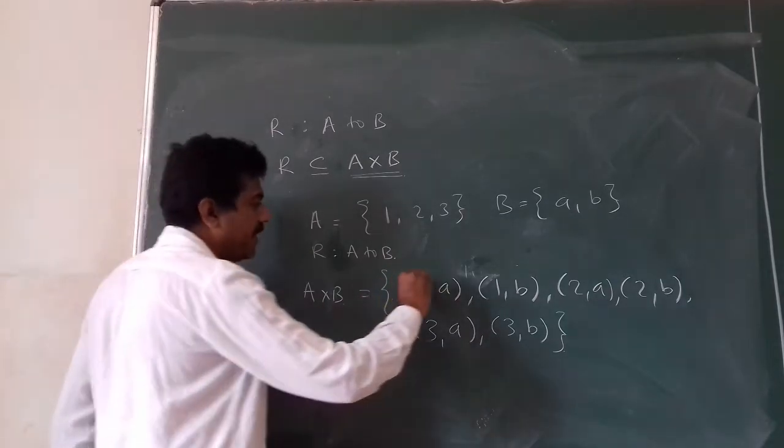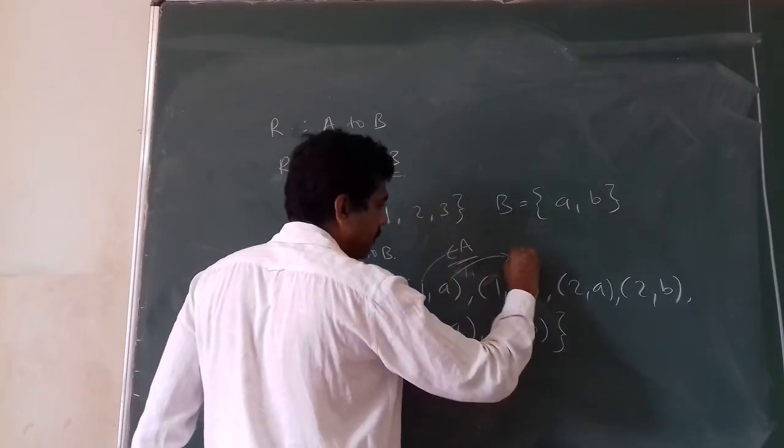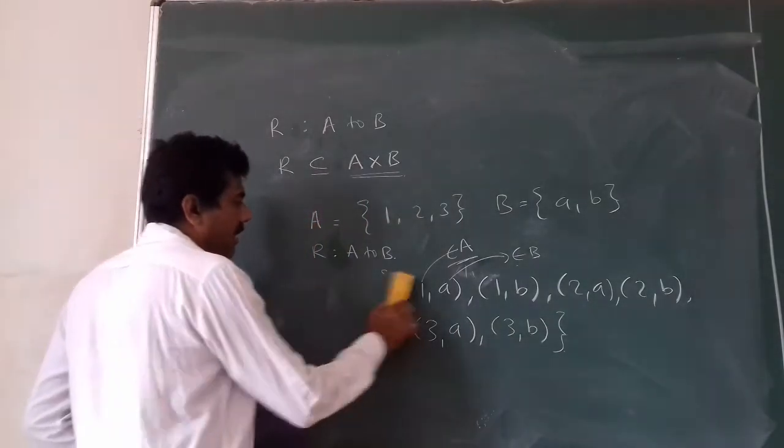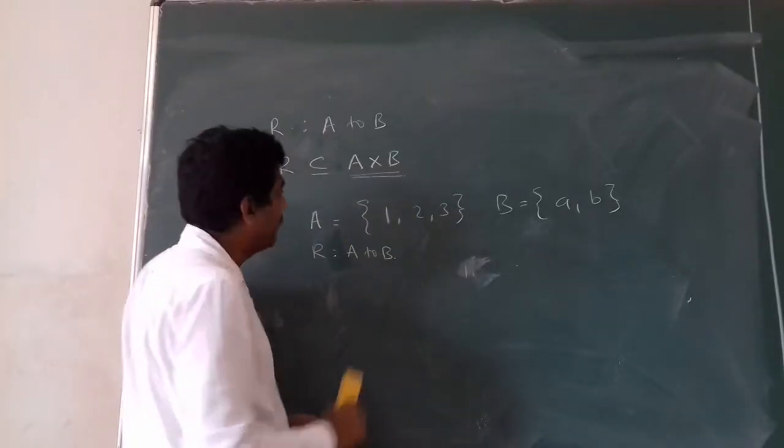So the first element belongs to the first set, capital A, and the second element belongs to the second set, that is capital B. Okay. And R is always a subset of A cross B. Okay. This is the cross product that we are seeing.